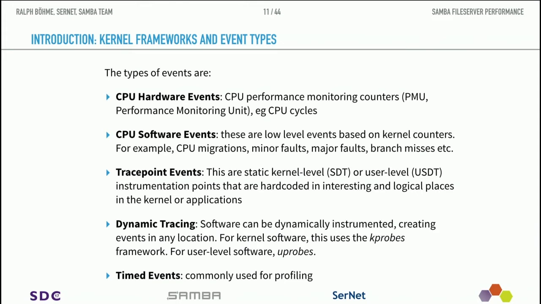Let's go briefly over, I've already mentioned this over the course of the talk, but let's go over it again. The types of events that the kernel frameworks provide: CPU hardware events and CPU software events. The framework that does this is, from the previous slide, perf events. We have the trace point events, which again are the actual static code that you put into applications or into the kernel. We have dynamic tracing, which is provided by kprobes and uprobes. And of course, we have timed events, so you can say, I just want an event 1,000 times a second, at some frequency. That's commonly used for stuff like profiling.